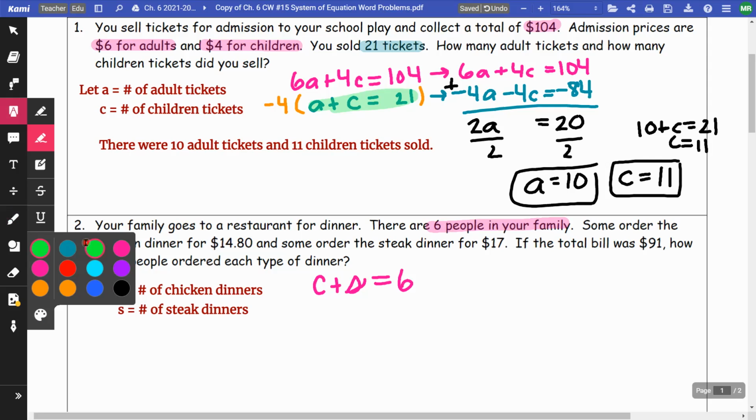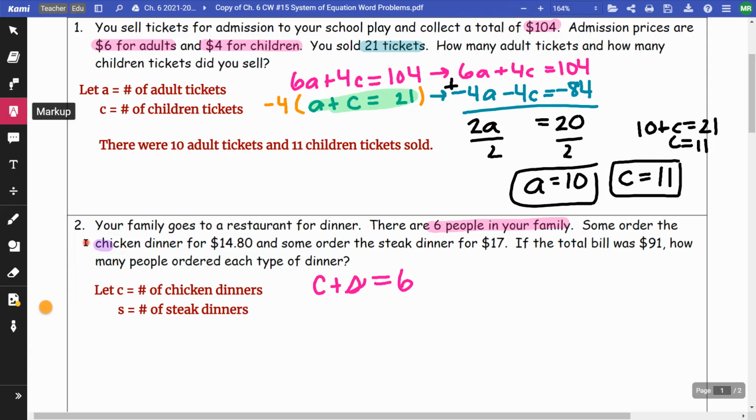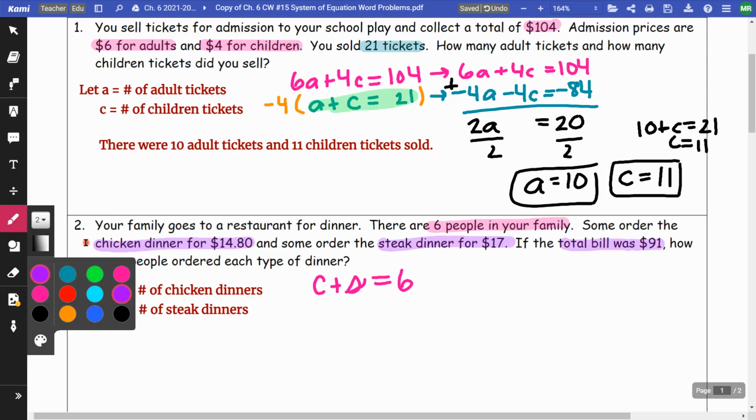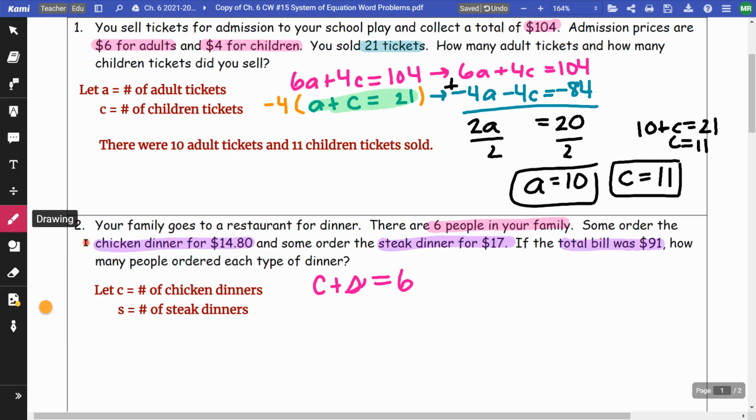And then I am going to be looking at the chicken dinners cost $14.80, the steak dinners cost $17, and the total bill was $91. So that's going to be the second equation. And for that equation, I'm going to take $14.80 times C plus $17 times S is equal to $91.